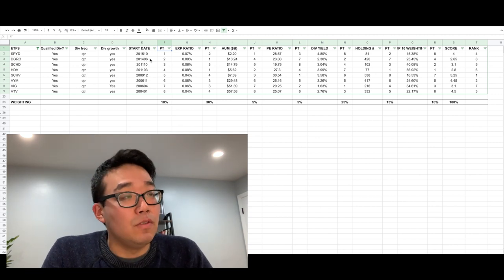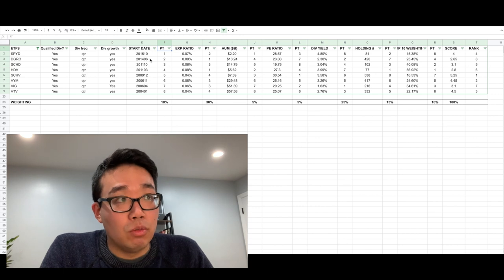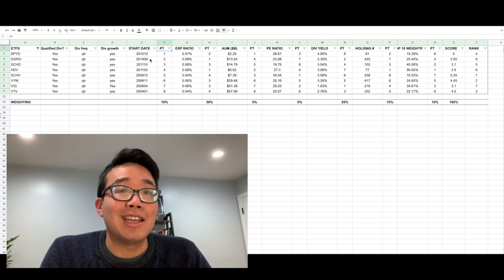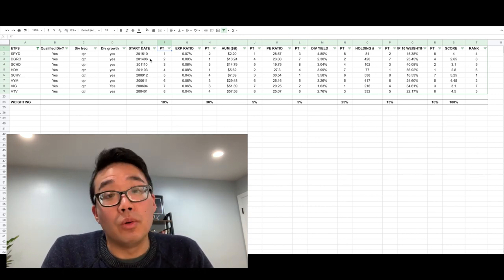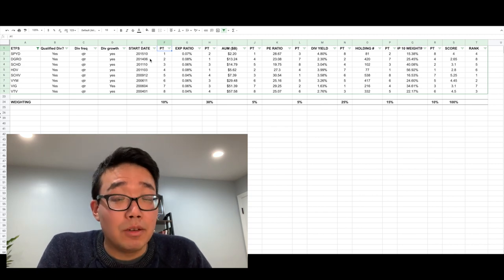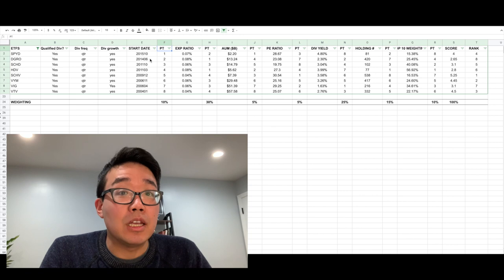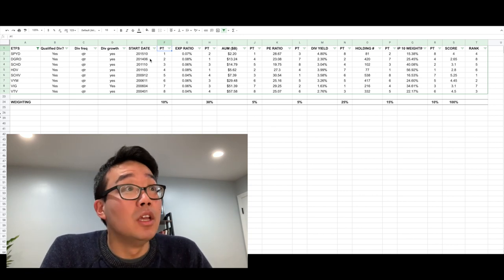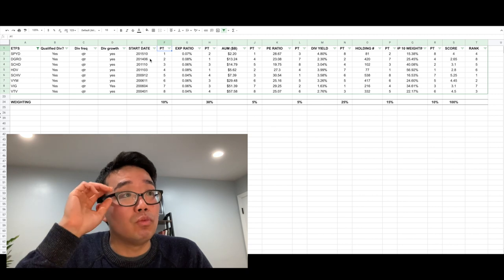Here you can see VTV was established back in January 2004, and so I'm assigning it 8 points because that is one of the oldest funds I have of these eight. And I'm giving it a weighting of 10%. That's basically saying I think it matters to some extent, but not a whole lot.